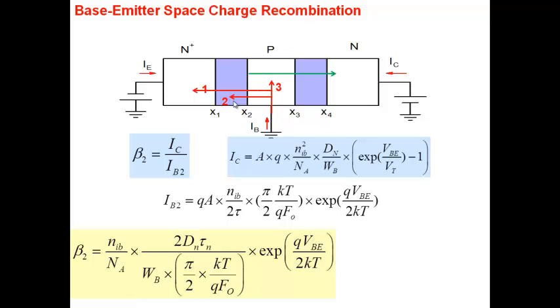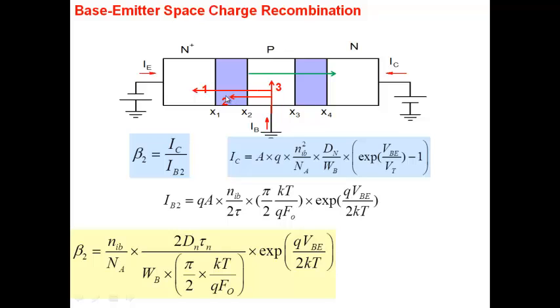Now, the important point is, note that the other current components, when I looked at IB1, was going as exponent QVB by kT. When I looked at IB3, it was also going as exponent QVB by kT. So when I took the ratios of collector current and IB1, or collector current and IB3, the current gains came out to be independent of bias. This is different now. This is one of the key characteristics of this component here.